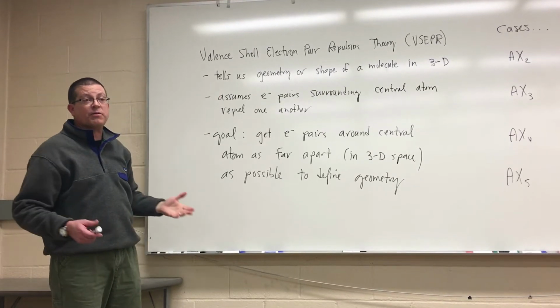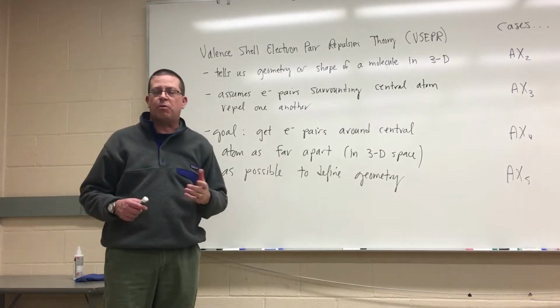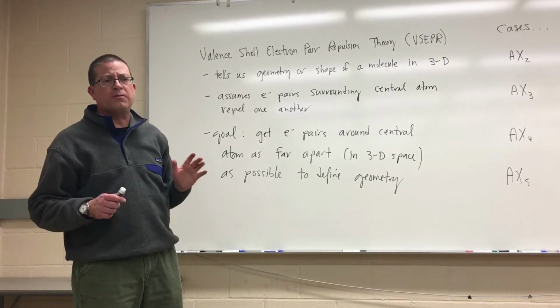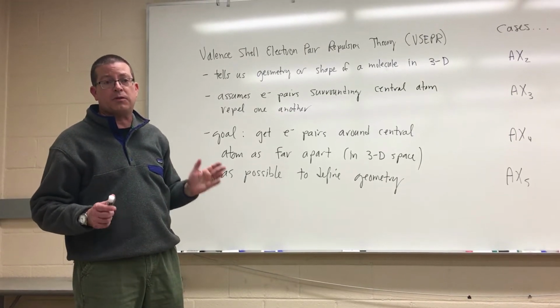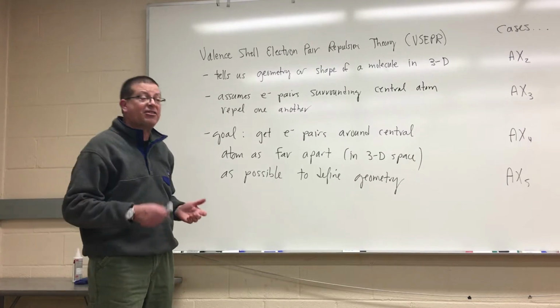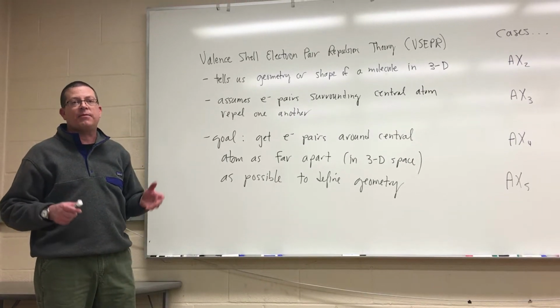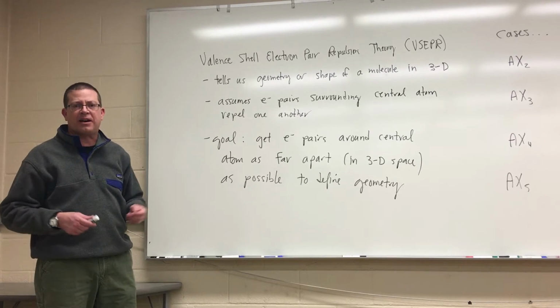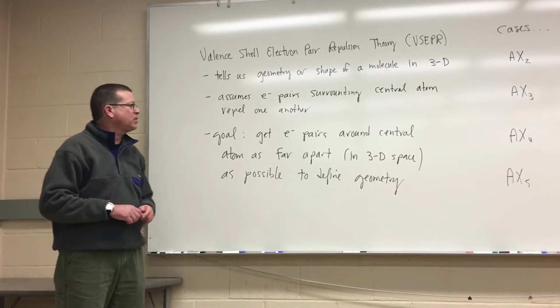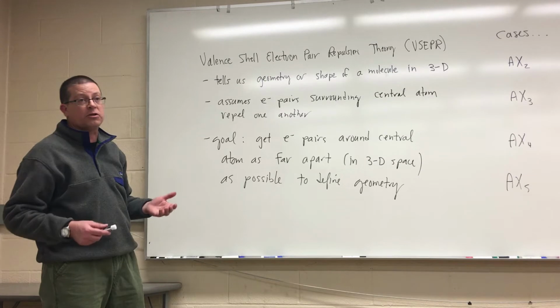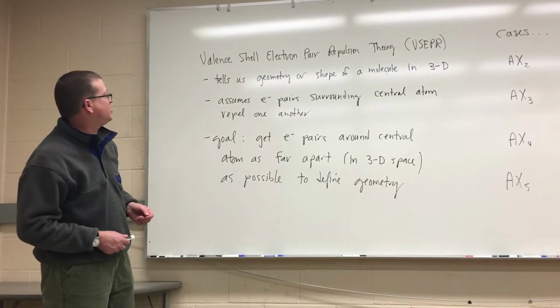So far we've talked about Lewis structures, but when we talk about Lewis structures, we're confined to the two dimensions of the board or the paper. We want to actually see what the shape or geometry of the molecule would look like if we were to allow it to expand out into three-dimensional space. So this theory helps us to go from a Lewis structure into that third dimension.